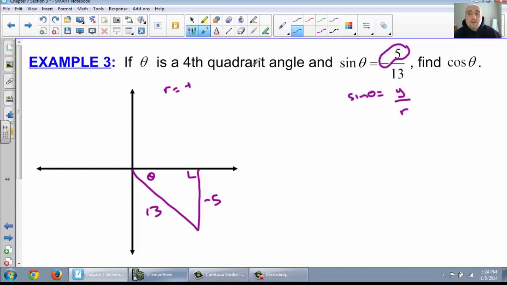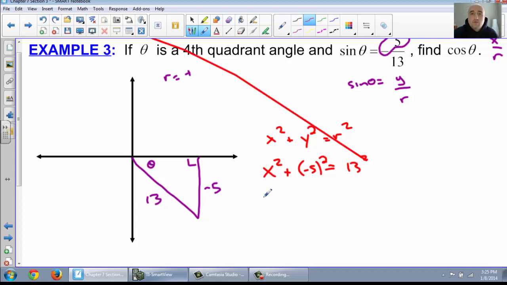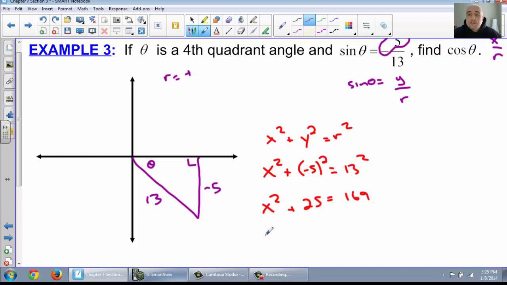So then what do we need to figure out here? In order to find the cosine, which is x over r, we need to figure out what our x value is. So we need to do a little bit of Pythagorean theorem here first. Okay, so we're going to do x squared plus y squared equals r squared. Fill in what we know. We do not know x, so I'm going to bring it down. We know y is negative 5, and we know r is 13. Okay, so what do we get here? All right, so equals 13 squared. All right, so x squared plus 25 equals 169.